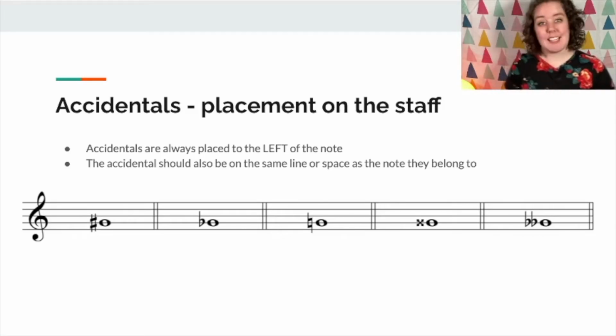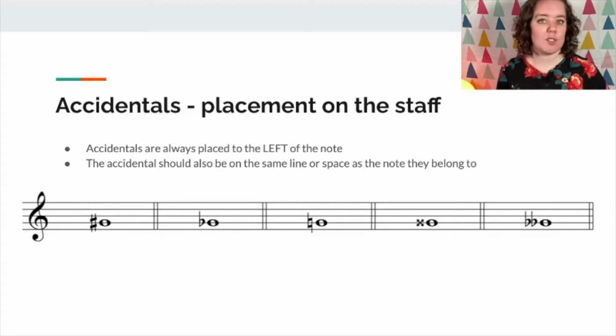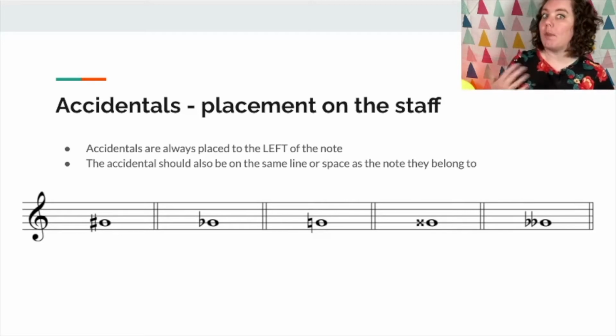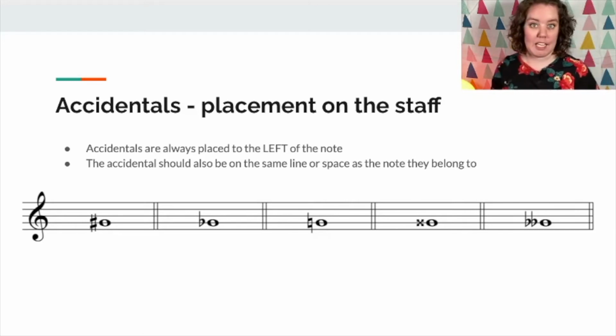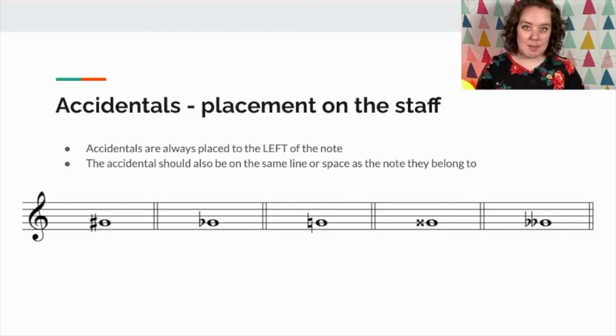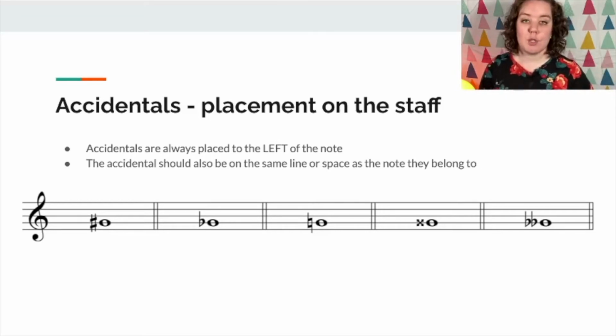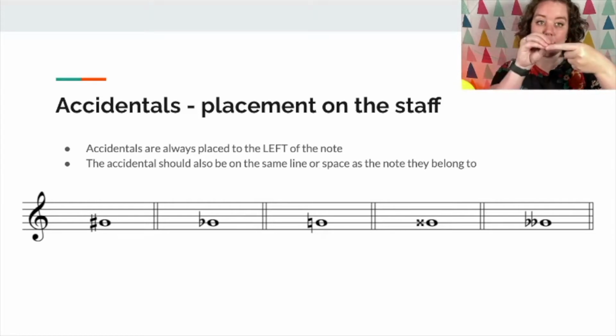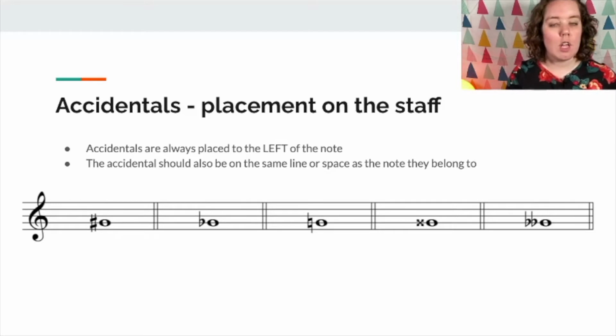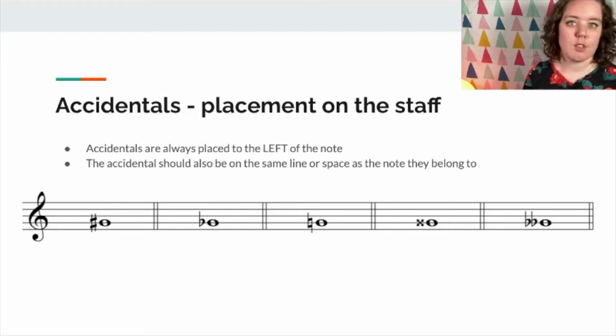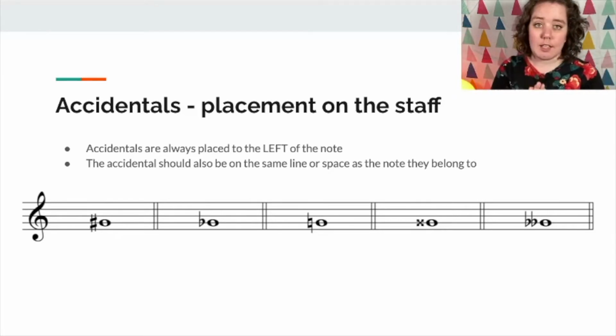When you place accidentals on the staff, they always have to be on the left side of the note. Never, ever, ever will you see accidentals on the right side of the note or above the note, because the second bullet point here is the accidental must be on the same line or space as the note that it belongs to. So if I have a note that's on a line, that accidental has to be across or on that line as well. You're never going to see an accidental up above the note anywhere. So make sure you've got those accidentals placed correctly so your musician can read them in time to play them correctly.